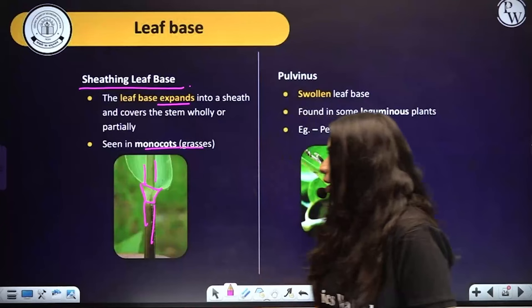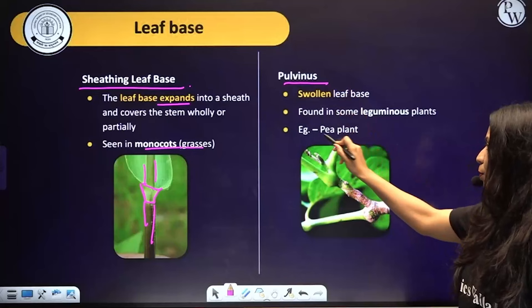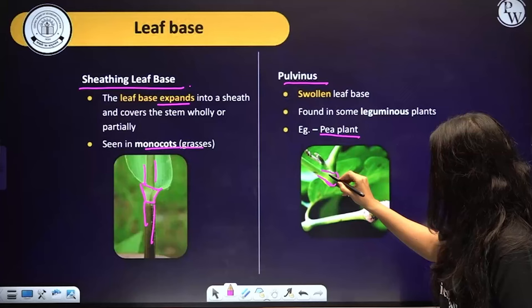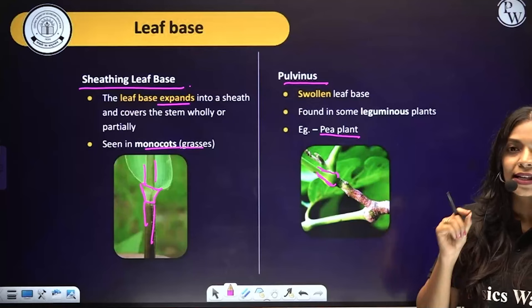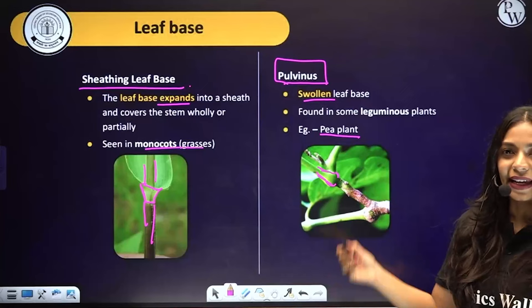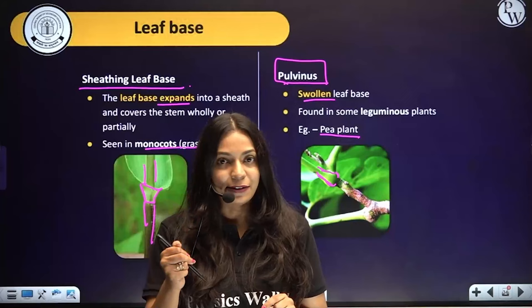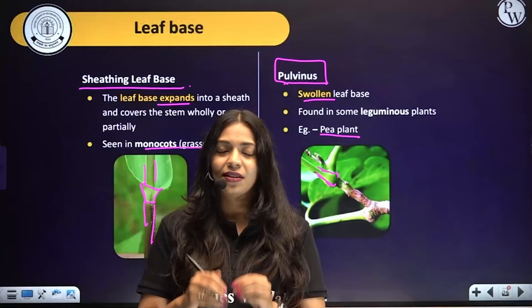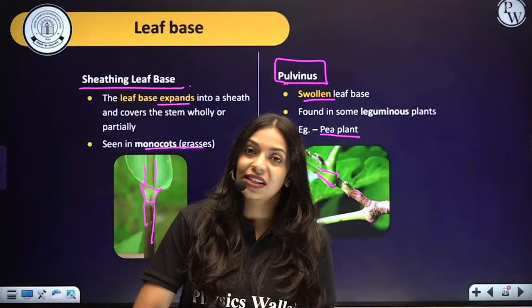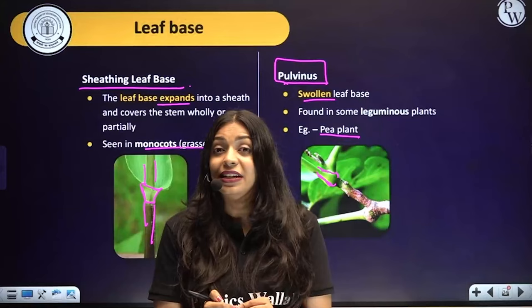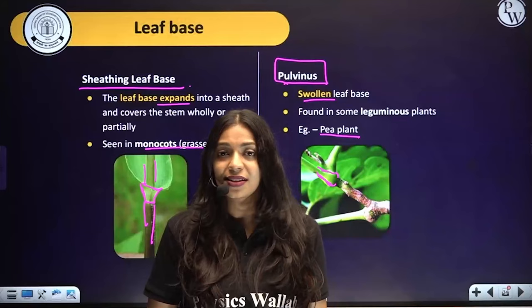And then in some plants like pea plants, the base of the leaf, the leaf base, will be swollen. Such swollen leaf bases are referred to as pulvinus. I gave you the example of pea plant, which is a leguminous plant. Similarly, in some other leguminous plants also, you can see the swollen leaf base. I repeat, leaf base is the part of the leaf by which the leaf attaches to the stem. Sometimes, like in monocots, it expands and covers the stem either partially or completely, in which case it is called a sheathing leaf base because clearly it is forming a sheath. And sometimes the leaf base is swollen, like in pea plants or in some leguminous plants, in which case it is called a pulvinus.